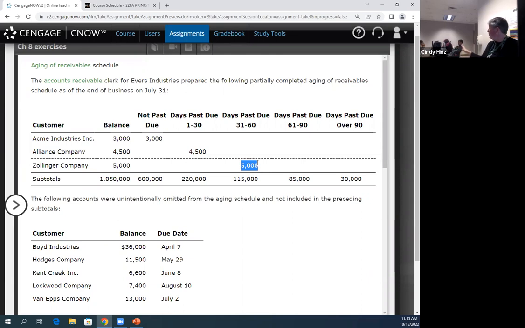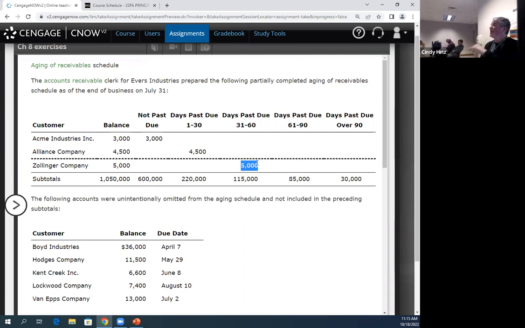Again, we don't know that Zollinger isn't going to pay. Because if we knew they weren't going to pay, we would have already written that account off and it would not still be showing up in our accounts receivable. Once we write it off, it's off the books. We aren't going to continue to show that they owe it because we've determined they're not paying.